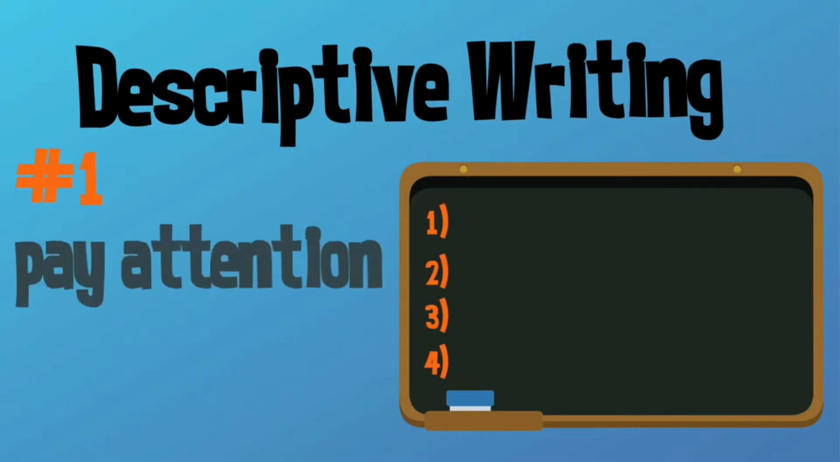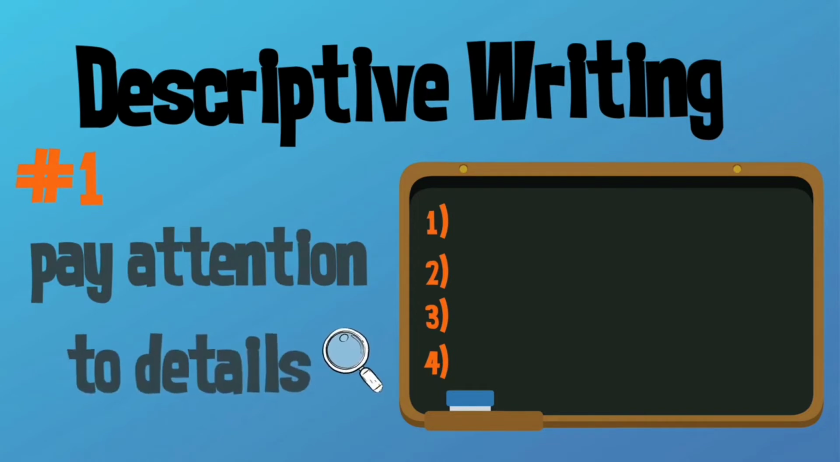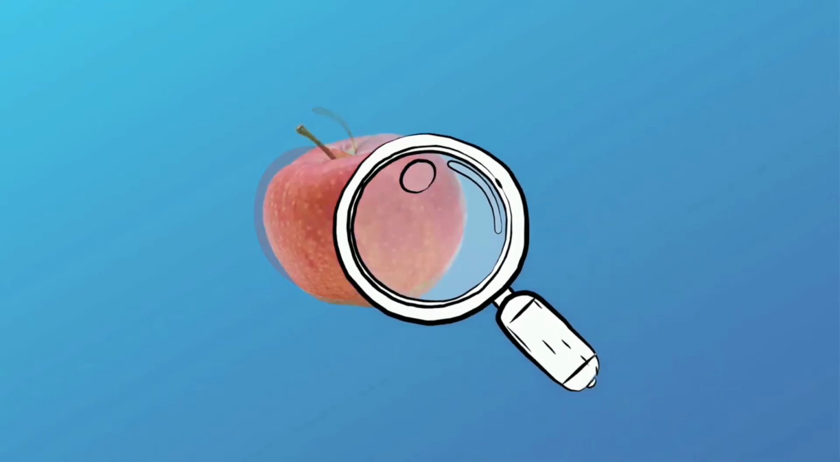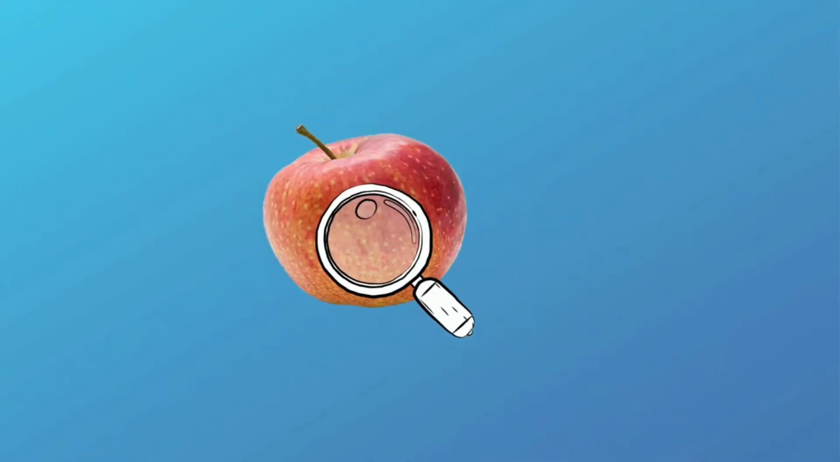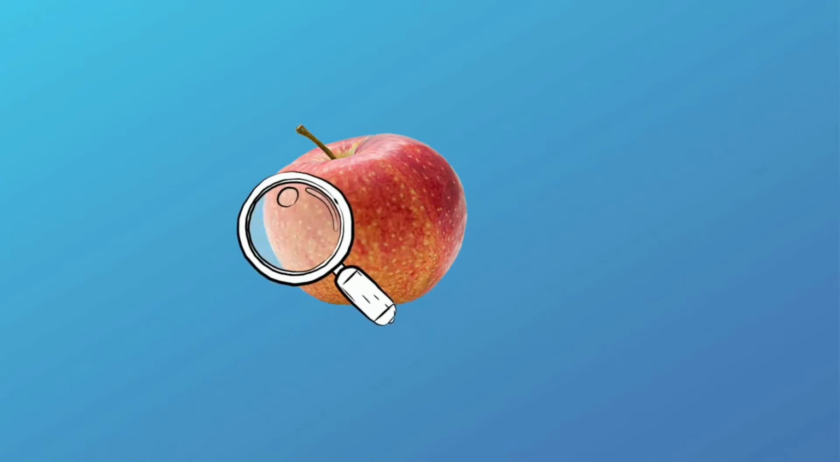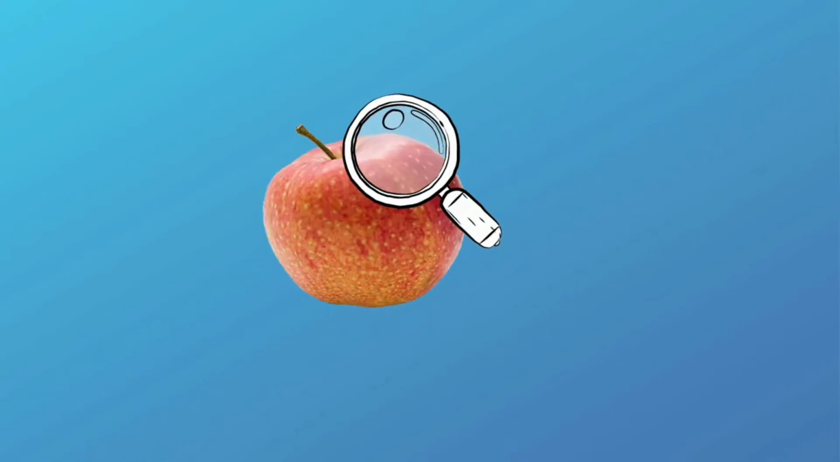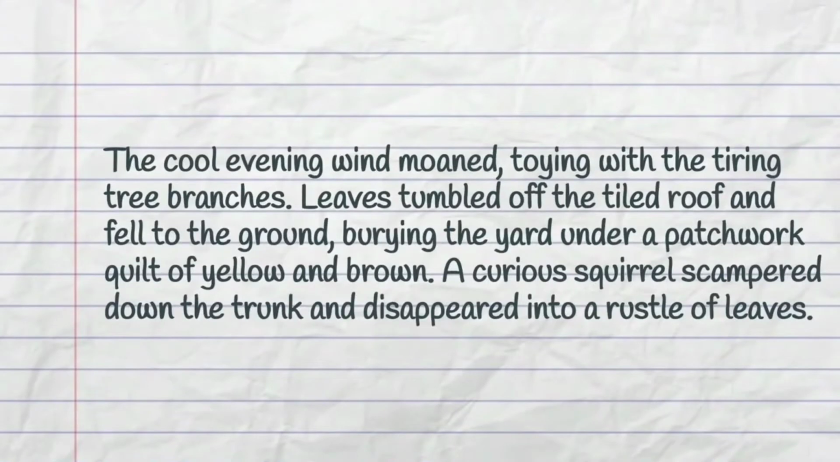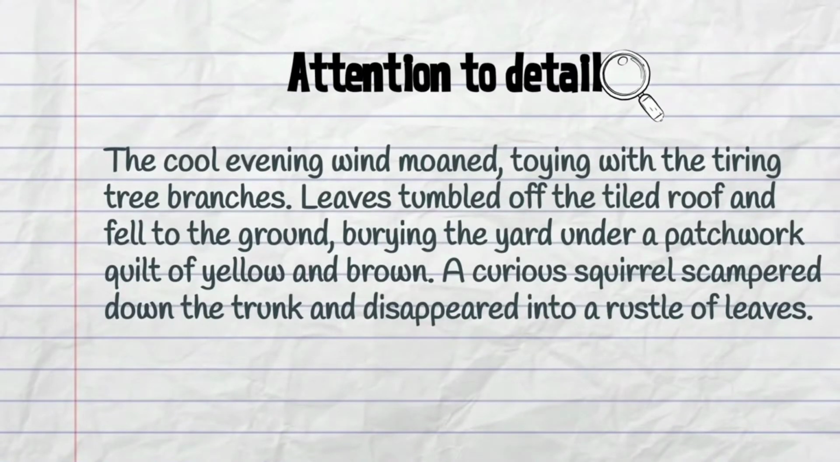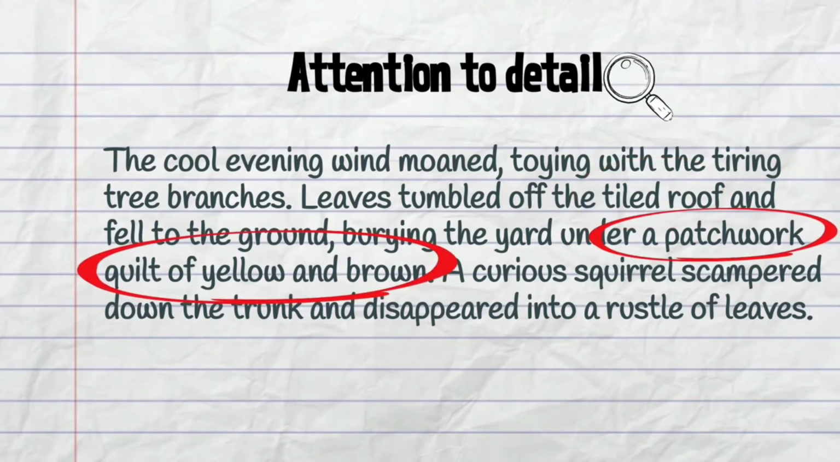Number 1. Pay attention to the details. Whereas regular writing might see a red apple, descriptive writing sees the details of the stem, the change in color, the spots on the skin, and the way it catches the light. Can you see anywhere in our example text that shows the author paid attention to the detail? Pause here while you look. Some examples are tiled roof, patchwork quilt of yellow and brown.